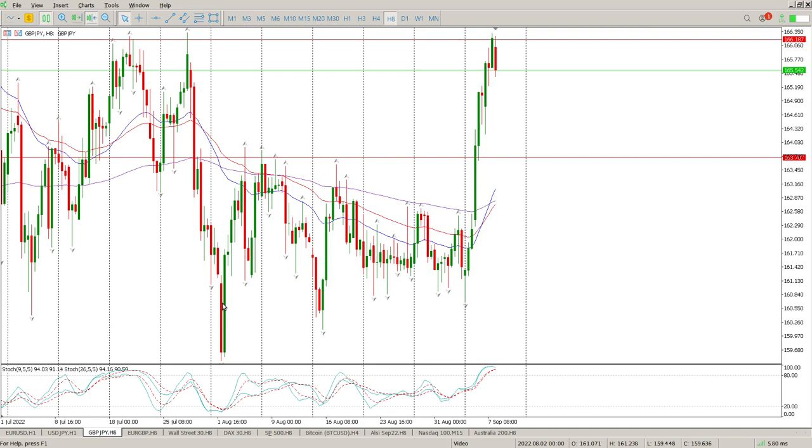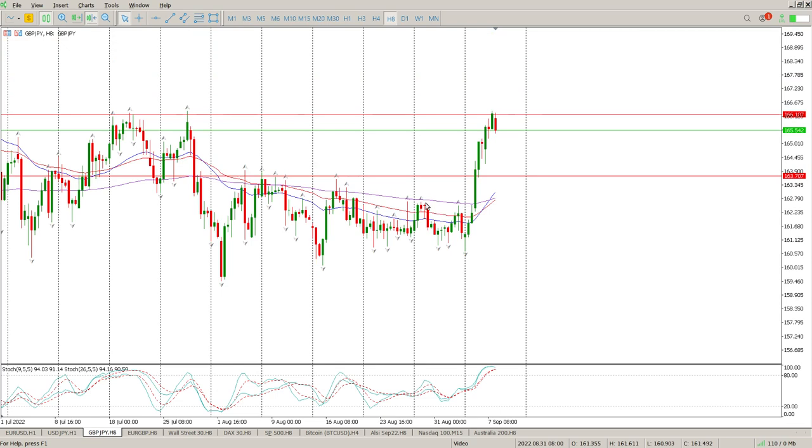Moving on to the British pound, Japanese yen. So the target was hit yesterday. We were aiming for the top here, and it was pretty much hit spot on. Oscillators are grouped to the upside. Definitely not looking to chase longs at the moment. Again, looking for pullbacks, and my pullback area is down here at 163.700.